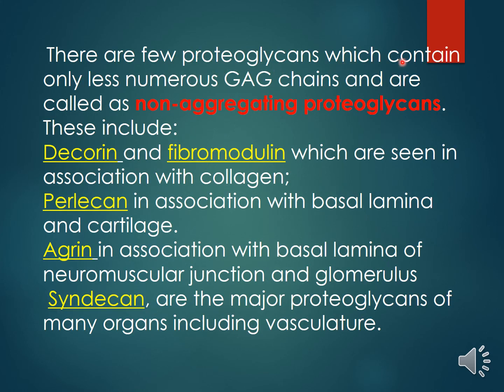There are few proteoglycans which contain only less numerous glycosaminoglycan chains and are called non-aggregating proteoglycans. They include decorin and fibromodulin, which are seen in association with the collagen, and perlecan in association with basal lamina and cartilage. Agrin is seen in association with the basal lamina of a neuromuscular junction and glomerulus. Lastly, the syndecans are the major proteoglycans of many organs such as vasculature.